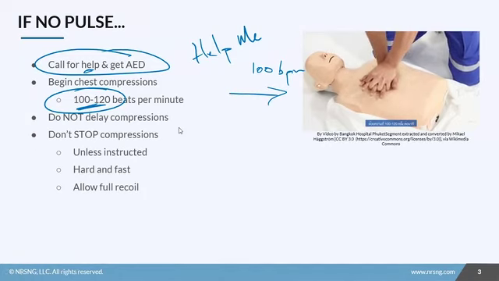So if you're going too fast, you're not going to be able to do that. So what you'll need to do is focus on doing 100 to 120. You want to get full recoil when you're doing chest compressions. Also, don't delay your chest compressions. You want to get going just as fast as possible.